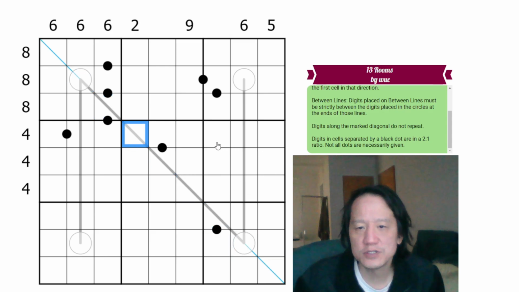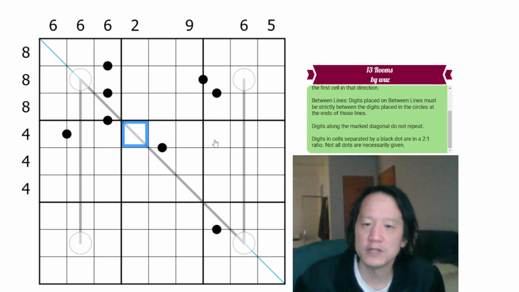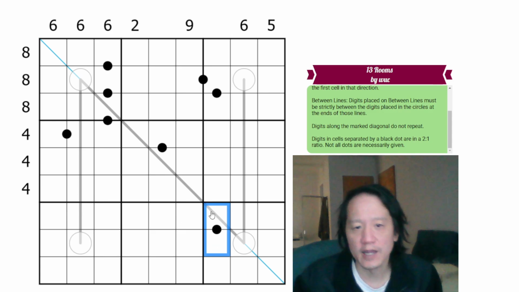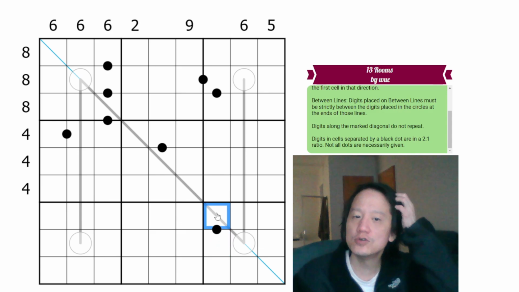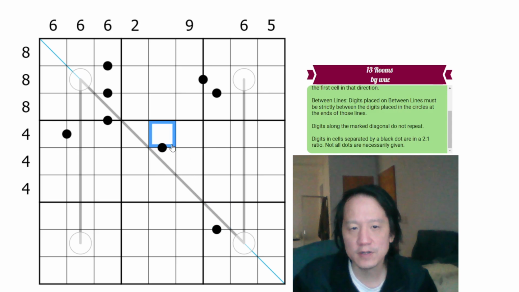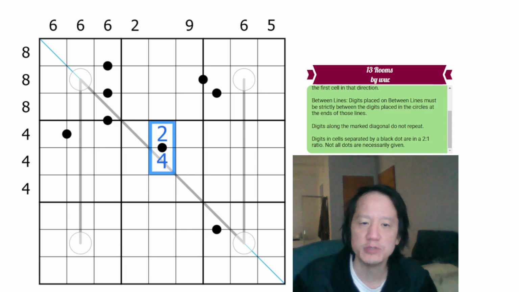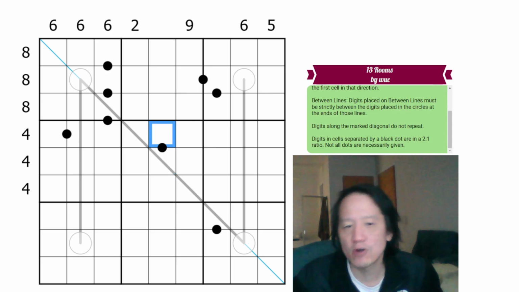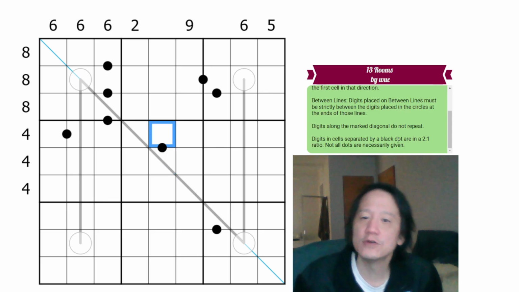Digits in cells separated by a black dot are in a 2-to-1 ratio. Not all dots are necessarily given. These are normally called kropki dots. In this, we have a 2-to-1 ratio between the digits along it. So if you have a 2 here, this would have to be a 1 or a 4 to maintain the 1-to-2 ratio between them. And that's how black kropki dots work. And those are all the rules.